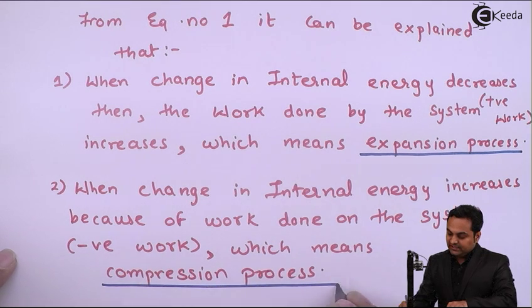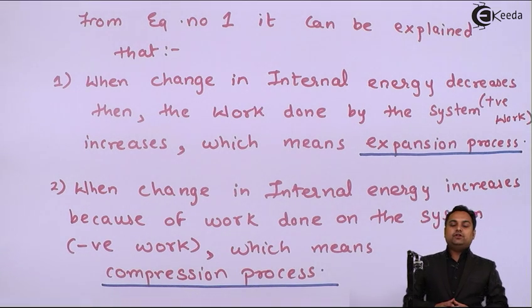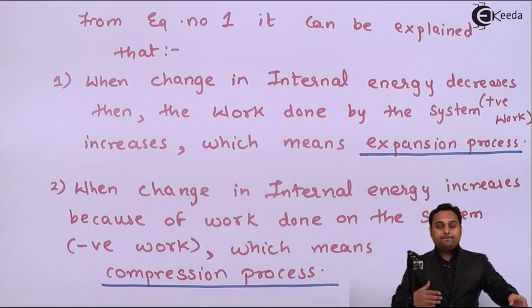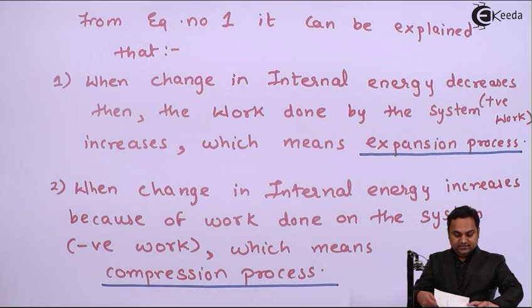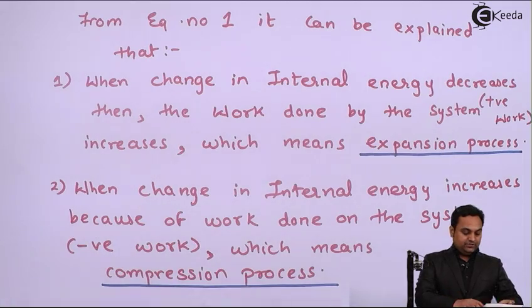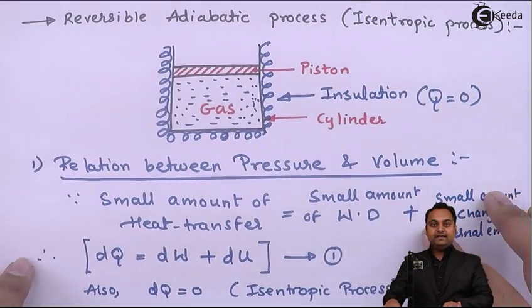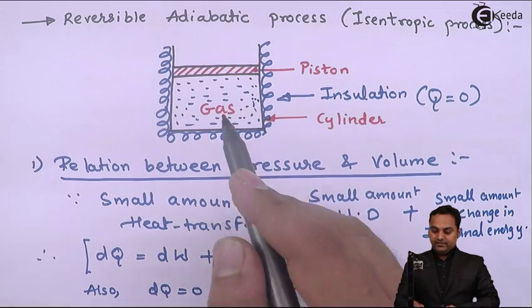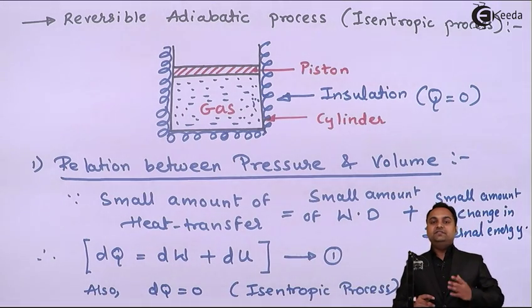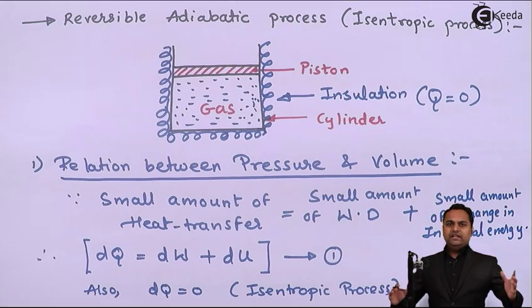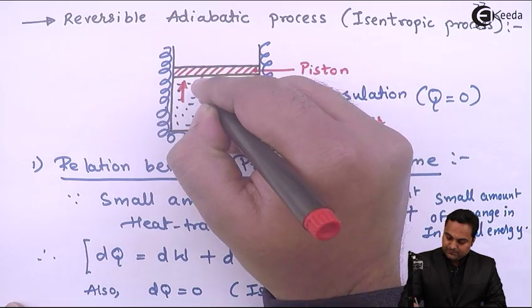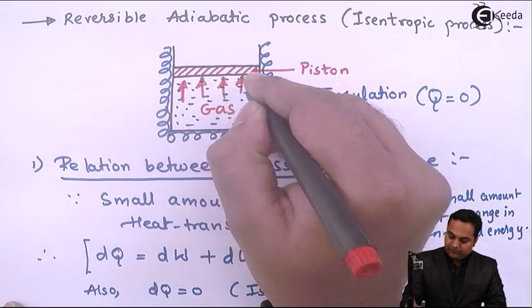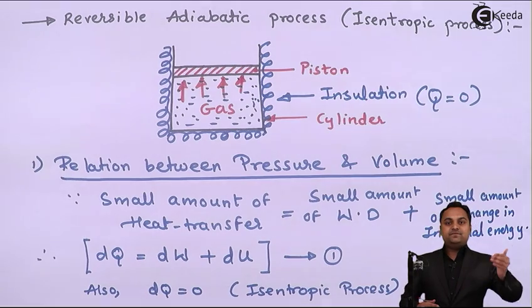So here we can understand that in case of expansion, the piston would be moving up. I'll explain it with the help of a diagram which we have previously seen in case of the reversible adiabatic process. From this diagram, I can explain that when the internal energy of the gases are decreasing, internal energy of the gases will decrease when there is expansion. So forces will be exerted on the piston and we are going to get the positive work from the system, which is called as expansion.